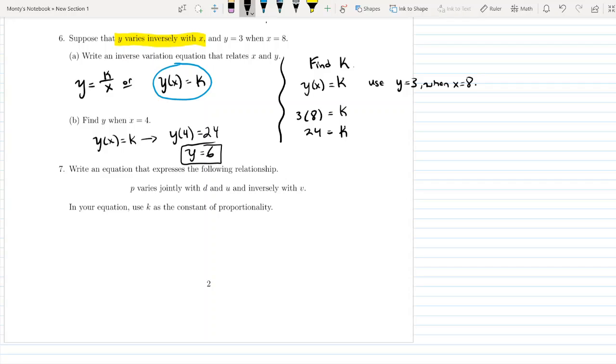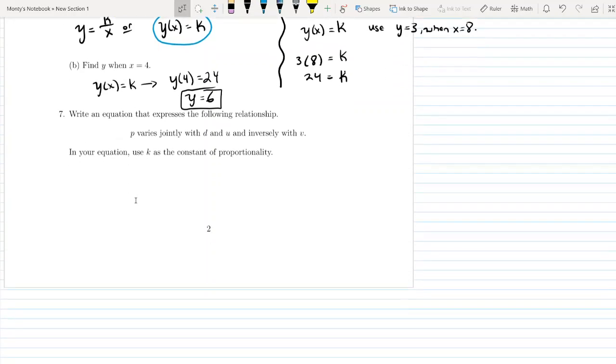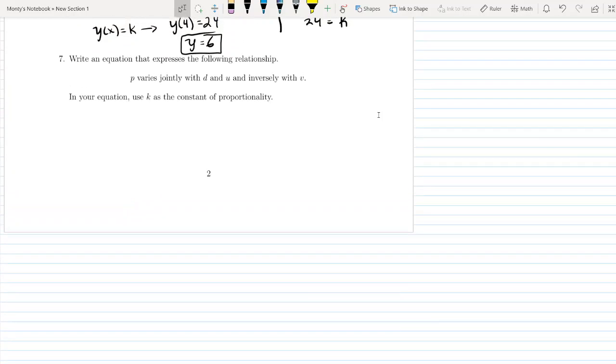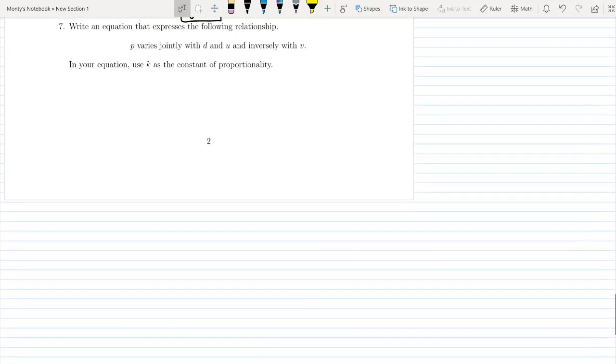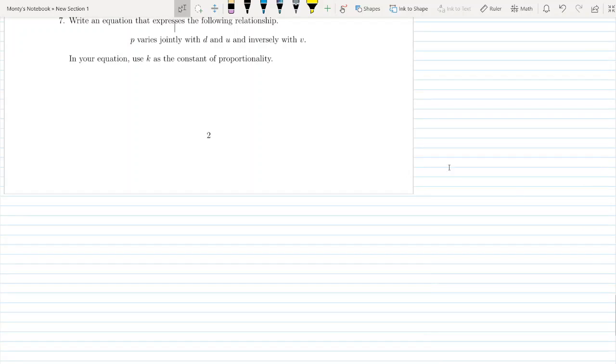Okay, finally, the last type of problem that you're going to be asked to do is write an equation that expresses these different types of variations, right? We kind of had practice with that up above. But here we have p varies jointly with d and u, so we haven't defined what that means. So down here, real quick, let's define what joint variation means. Let's just look at an example.